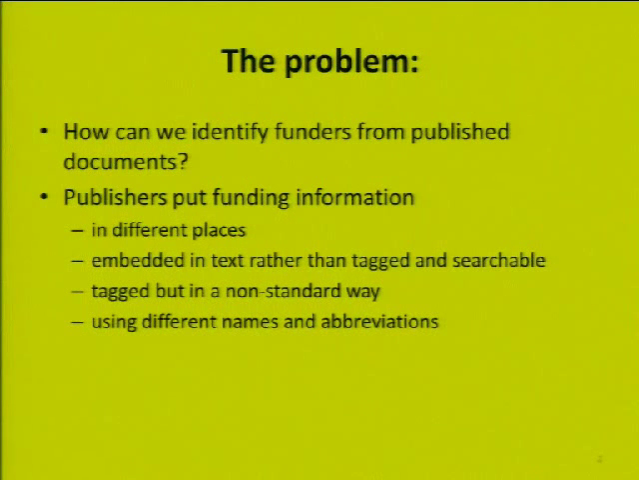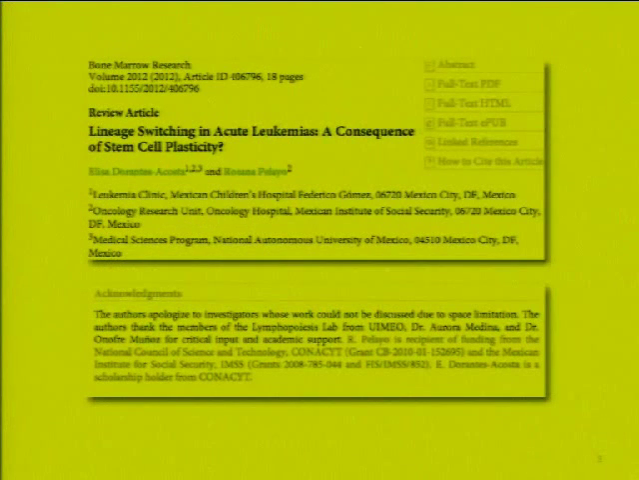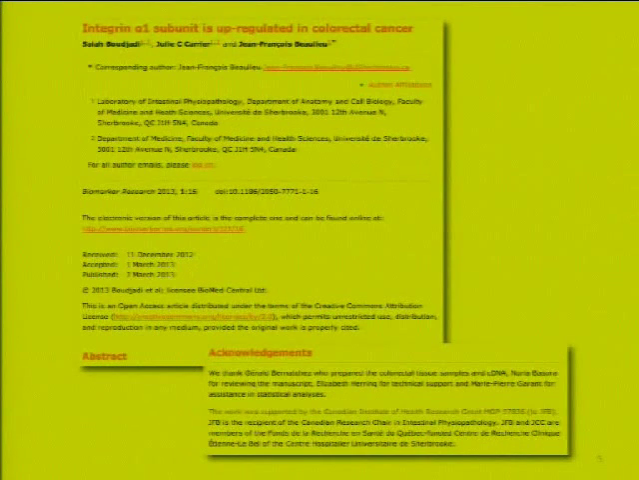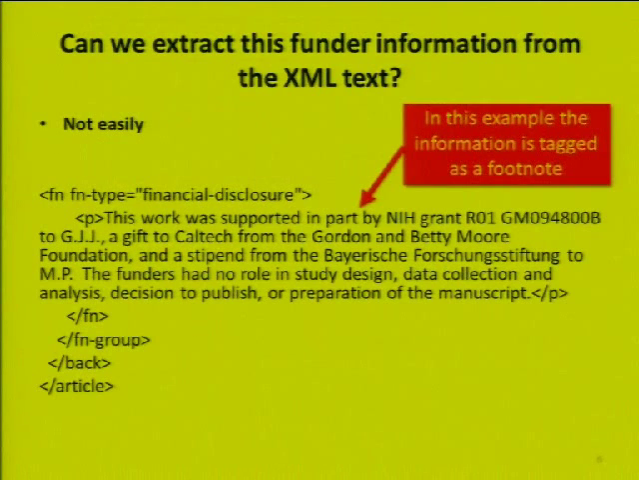This is because publishers put funding information in lots of different places, and even if they do embed it within XML, it's tagged quite differently. So it's very difficult to easily find out who funded a particular piece of research. As an example, in this article, it's in the acknowledgements. In this article, there's a funding line provided at the end of the abstract. In this article, this is also in the acknowledgements.